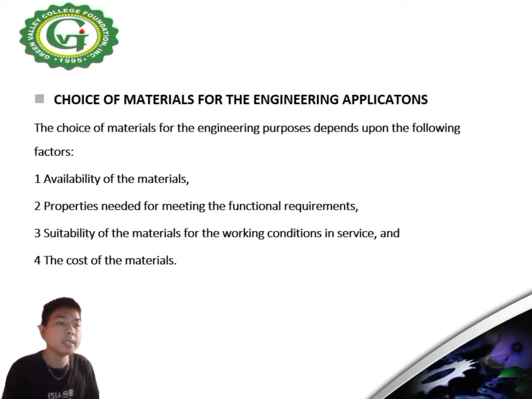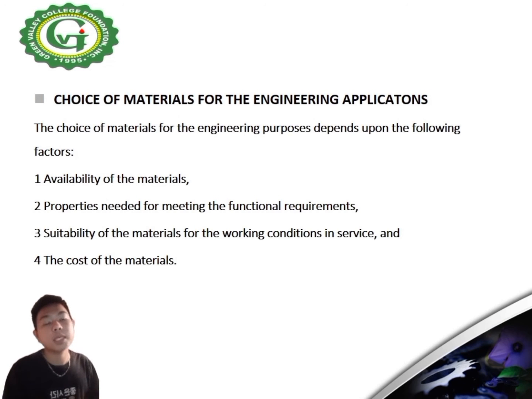So we have here choice of material for engineering applications. The choice of materials for engineering purposes depends upon the following factors. Number one, availability of materials. The type of material depends on the time available for executing orders. It means that all material must be available before the order can be released and executed.